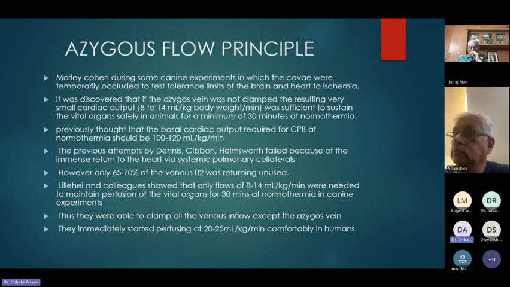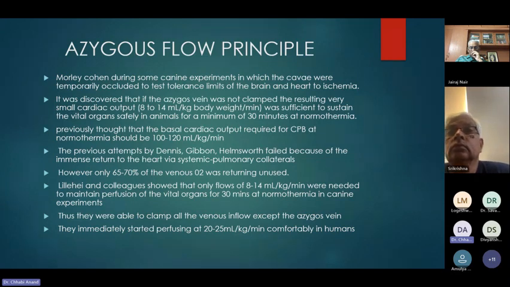Previously it was thought that the basal cardiac output required for CPB at normothermia should be 100 to 120 ml per kg per minute. The previous attempt by Dennis, Gibbon and Helmsworth failed because of the immense return to the heart via systemic pulmonary collaterals. However, only 65 to 70% of the venous oxygen was returning unused. Lillehei and colleagues showed that only flows of 8 to 14 ml per kg per minute were needed to maintain perfusion of the vital organs for 30 minutes at normothermia in canine experiments.